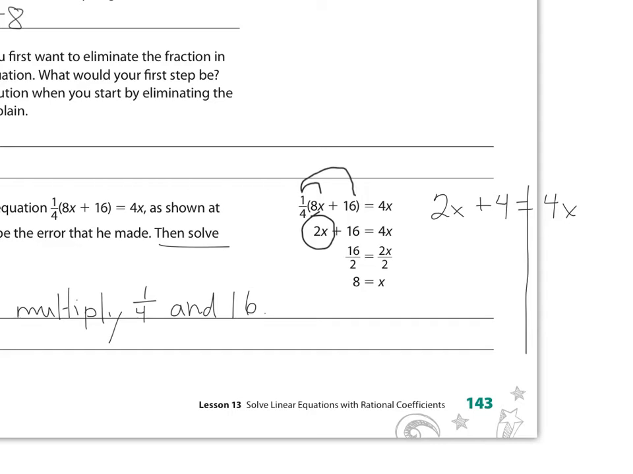Step number 2 would be combine like terms on either side. There are no like terms to combine on either side. Step 3 would be eliminate the variable from one side of the equation. So I'm going to eliminate 2x from one side of the equation. That would leave me with 4 on the left-hand expression, and on the right-hand side, 4x minus 2x would leave me 2x.